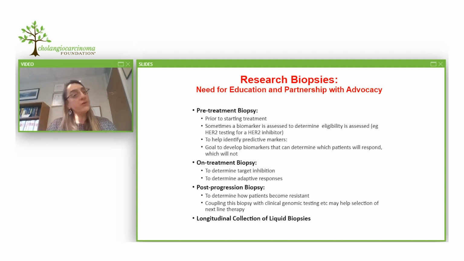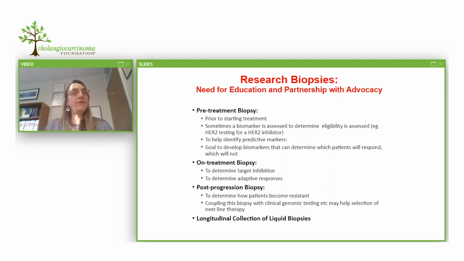On-treatment biopsies done during treatment are used to determine whether the target of the drug is being inhibited and what the tumor does in response to that inhibition. And then patients that respond to treatment but ultimately progress may be approached to get a post-progression biopsy. This is so that we can learn better why the tumors get resistant. Sometimes we can use that same biopsy to learn more about the tumor genomics in a clinical lab so we can help with selecting the next treatment choice as well.